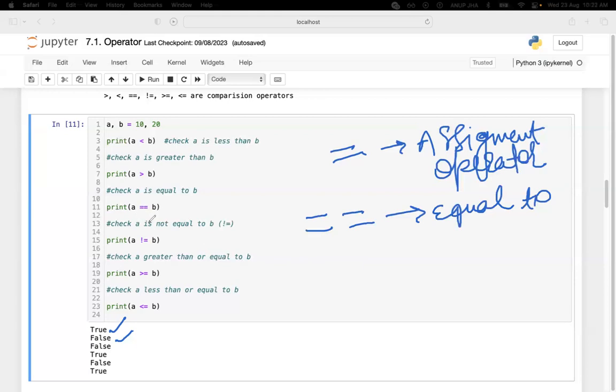So here I have to check, is A equal to B? Is 10 equal to 20? Is this true or false? I'm trying to find 10 equal to 20. It's not equal. 10 can never be equal to 20, correct? Is 10 equal to 20? Never. That's why I am getting False.